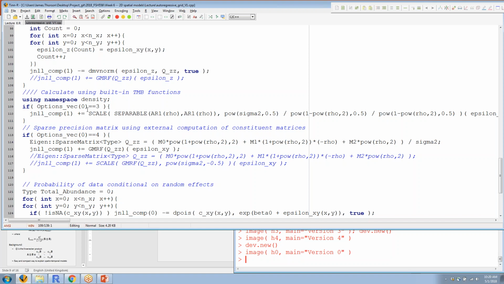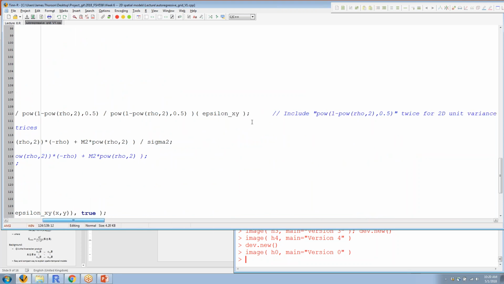Okay. So anyway, the net effect of this is that this returns a function. Well, it returns an object that computes a function. This separable combines these to return a function that would calculate the negative log likelihood for this separable process. Scale returns a function that does the same thing but has now been rescaled. And so at the end of this, we just have this input epsilon xy, which is technically a matrix, but the function is smart enough to coerce that to a vector internally.